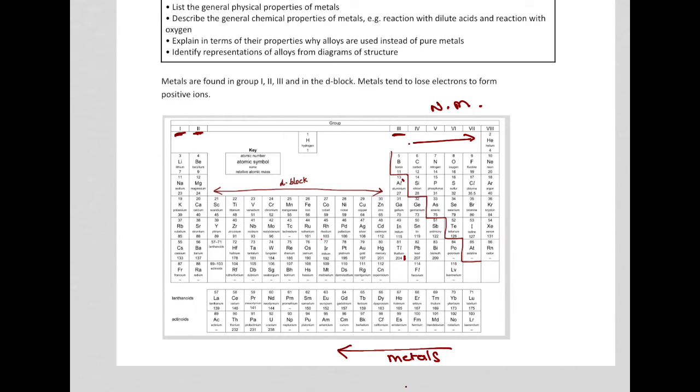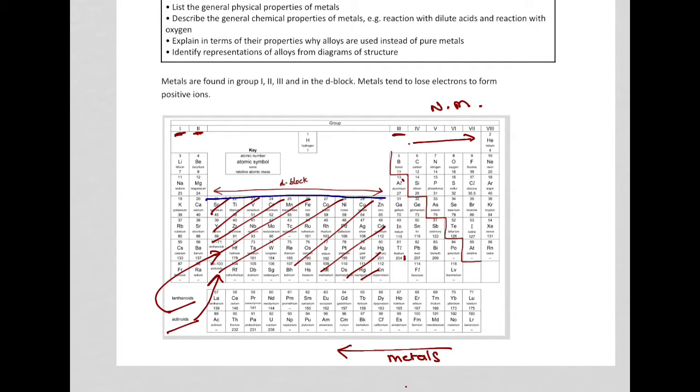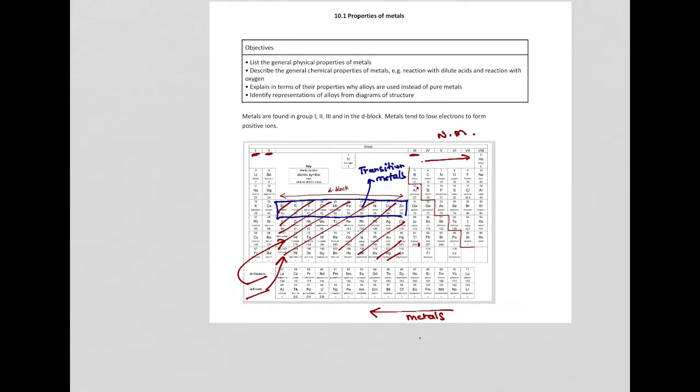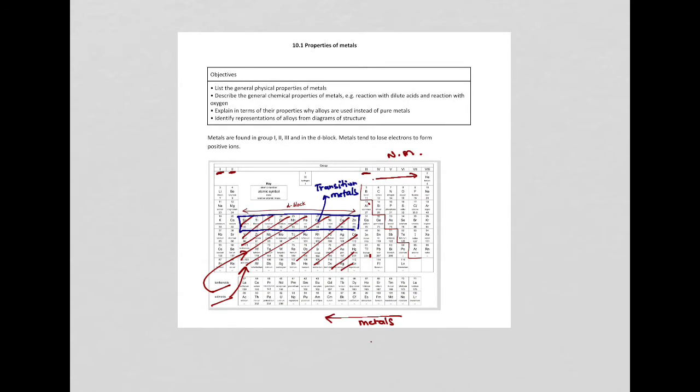This is called the D block here. The D block metals. These are also D block metals. They fit in here. So the lanthanoids and the actinoids. And here you're going to have the transition metals. Okay, right, so these are the metals in the periodic table.